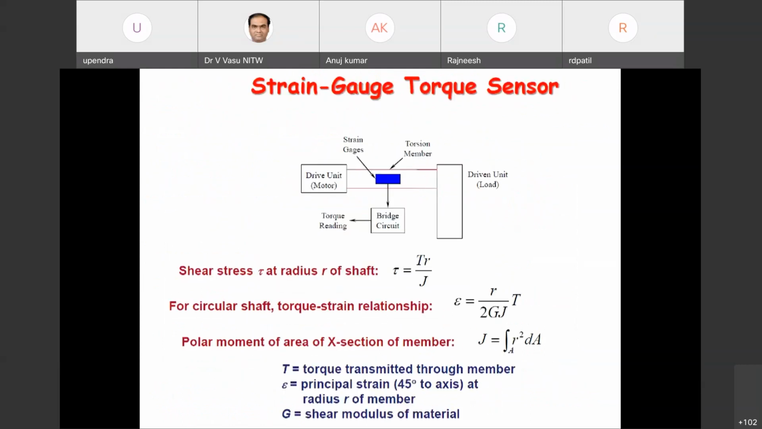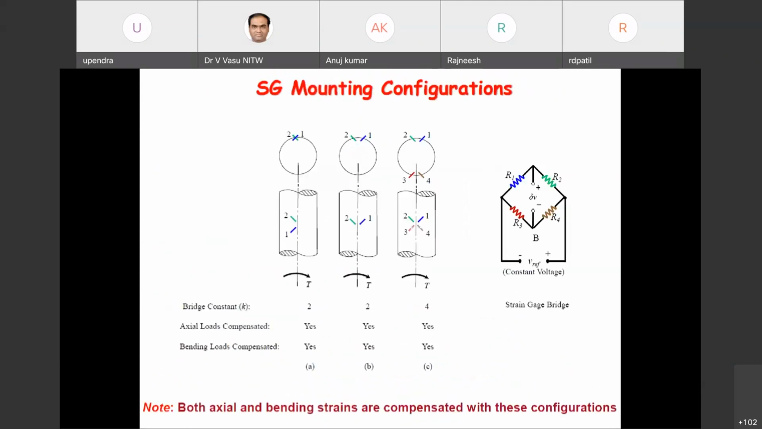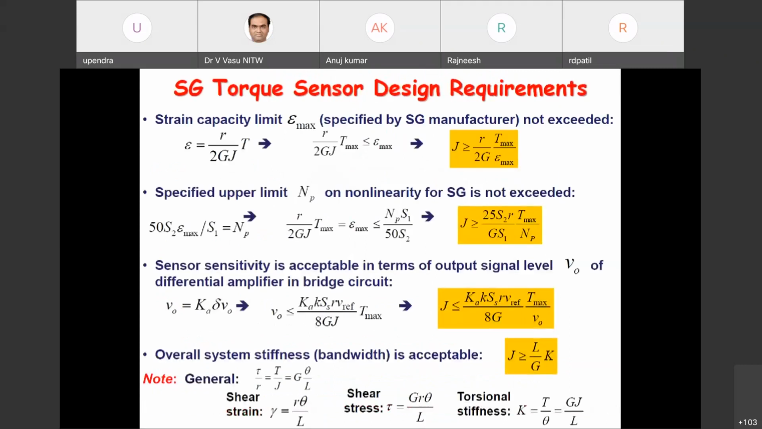Similarly, for torque measurement, the same strain gauges are kept on the shaft whose torque has to be measured. You can arrange the strain gauge on the shaft, and whenever torque is applied, shear load occurs on the strain gauges, and correspondingly the resistance changes. That resistance is measured in the Wheatstone bridge, and you can measure the torque.